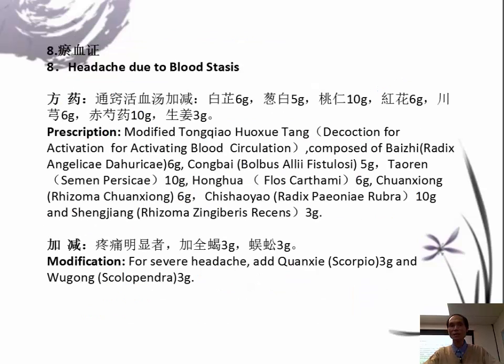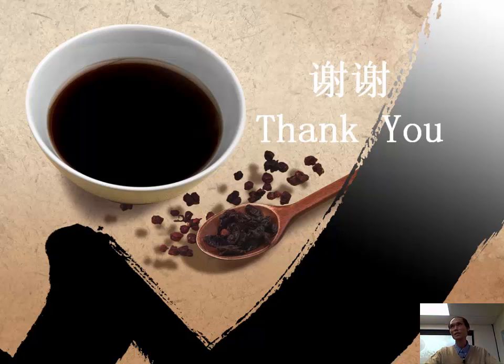Stagnated blood. Of course, the method to remove stagnated blood is to move the blood, and also to move the qi and activate the blood. And we have this formula called 通窍活血汤. That means it will open the orifices and also activate the blood. Okay, this is the end of this session.